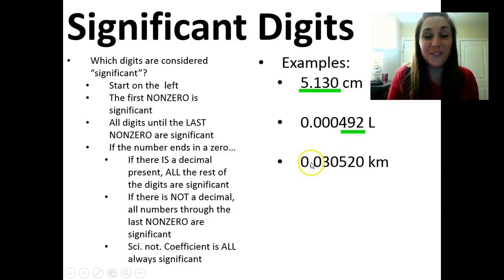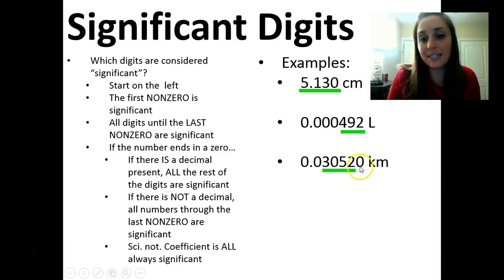0.030520. What was the first number that I said that wasn't a 0? It was the 3. So you look at your first non-zero and you go all the way until your last non-zero. Now I know there's a 0 in the middle sandwiched here, but my last non-zero was a 2. So I'm just going from my first to last. All of those are definitely significant.